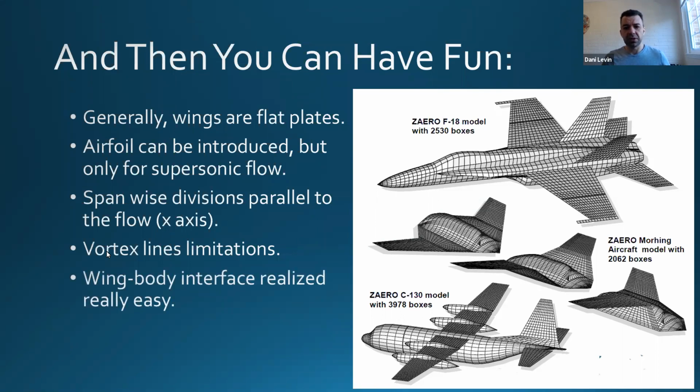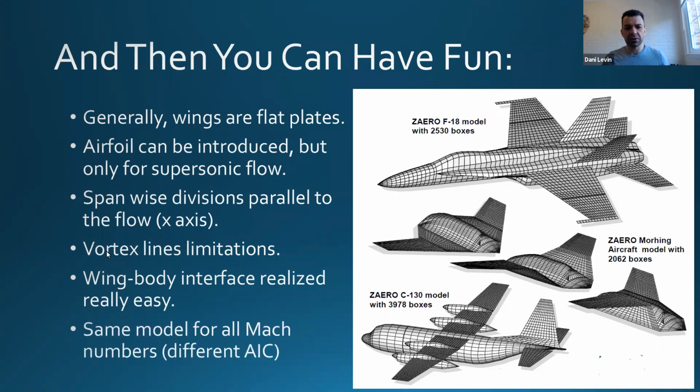Wing body interface, and we realized this really easy. You might think that the aerodynamics in the transition between the wing and the body might be a very complicated problem. But for the user, it's not. It's just a matter of specifying this wing is attached to this fuselage, and that's it. So the program will deal with the transition. And as I said before, the same model goes for all Mach numbers. For example, I can use this mesh to generate aerodynamic coefficients for subsonic, supersonic, and hypersonic flow. It not necessarily makes sense, but you can do it.